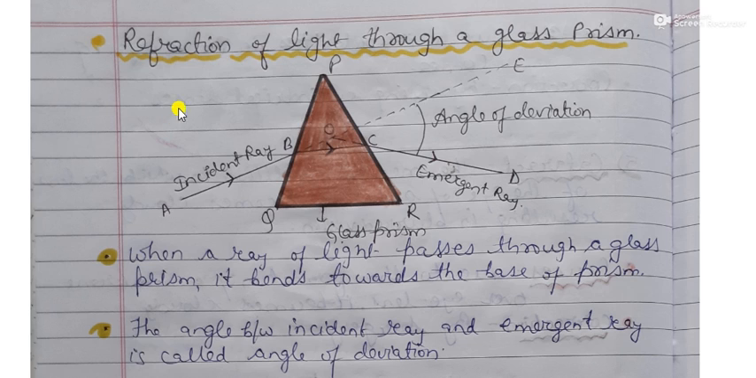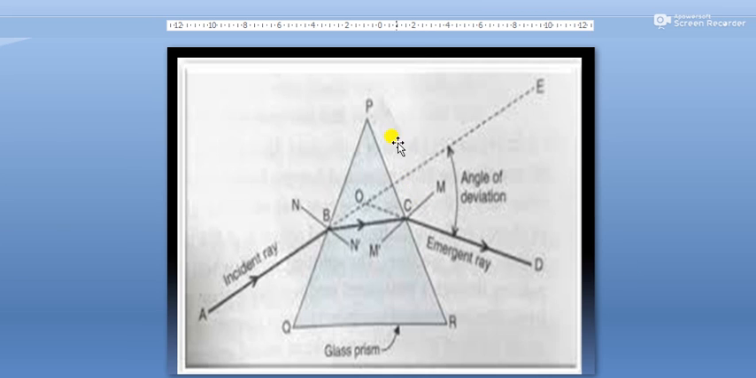Now students, we will study the refraction of light through a glass prism. So when a ray of light passes through a glass prism, refraction takes place two times. When the light ray enters the glass prism and when the light ray leaves the glass prism from the other side. As the refracting surfaces PQ and QR are not parallel to each other, therefore incident ray and emergent ray are not parallel to each other in case of a glass prism. So students, now we study how refraction of light through a glass prism takes place.